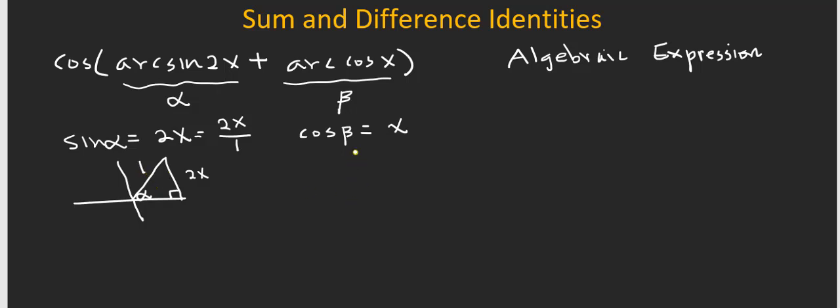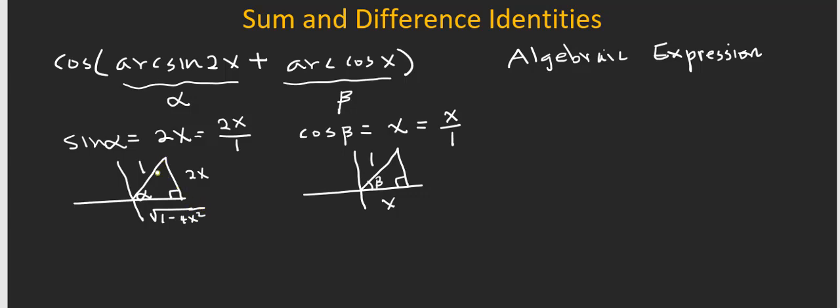Okay, now what about over here? Cosine of beta is x. That's beta, and that's a right angle. I could rewrite x as x over 1, and cosine is x over r. So this is x, and r is 1. Now, what is the length of this right here? Using the Pythagorean theorem, that becomes radical 1 minus 4x squared.